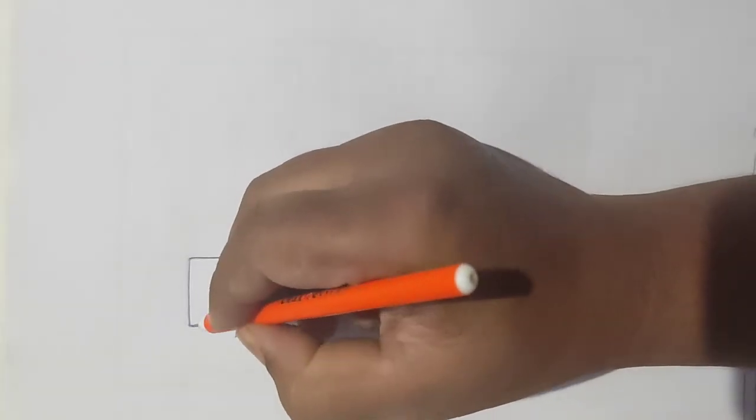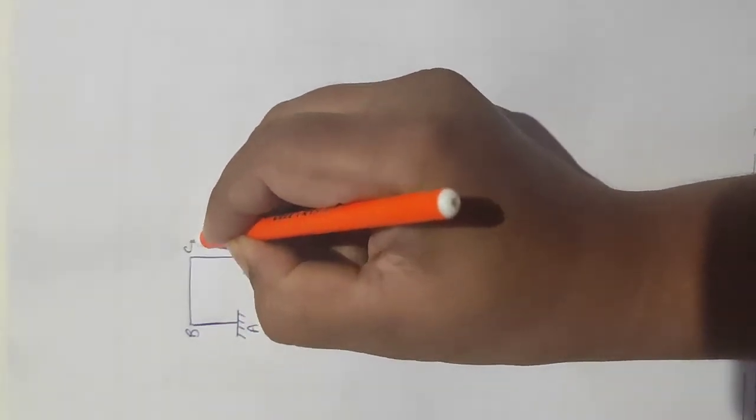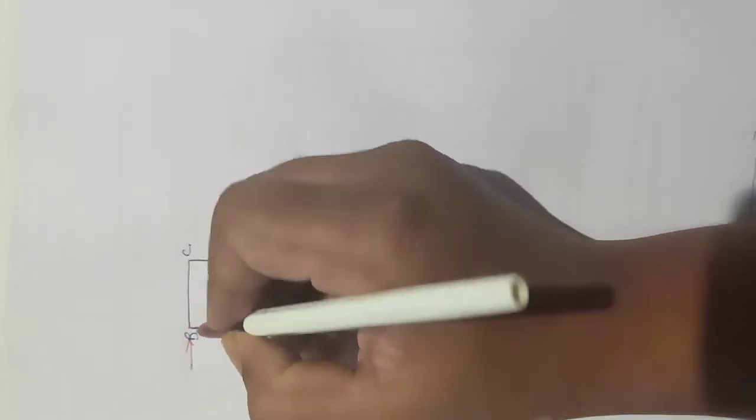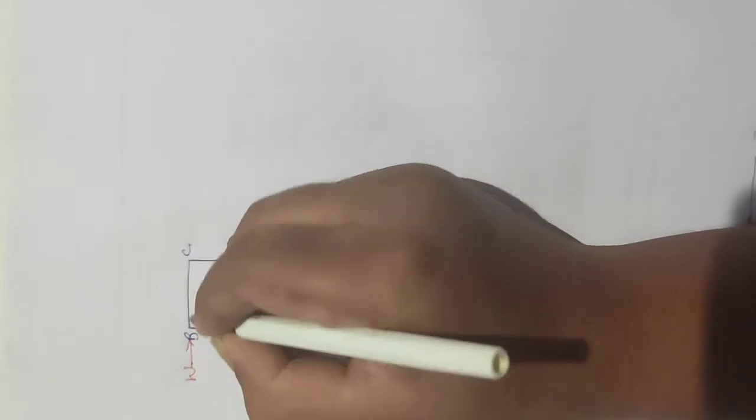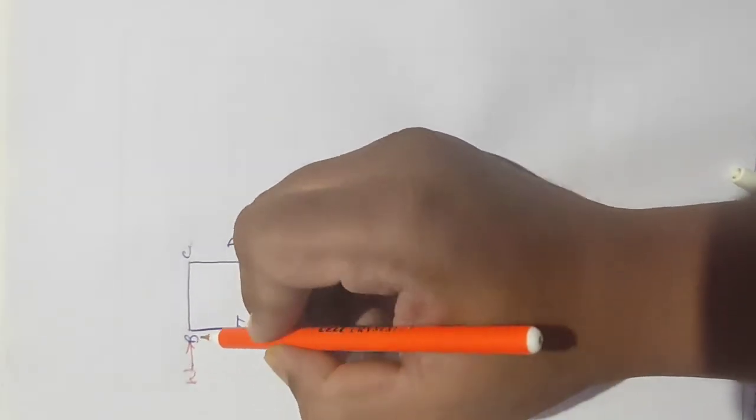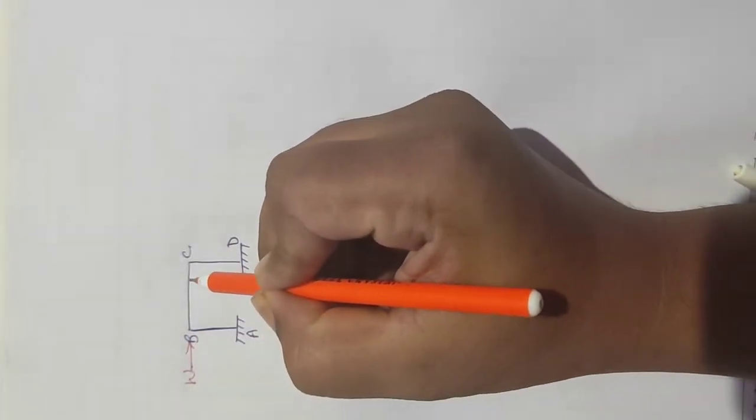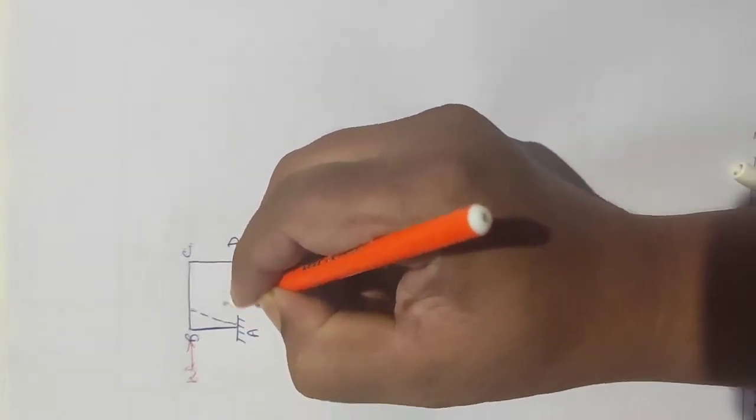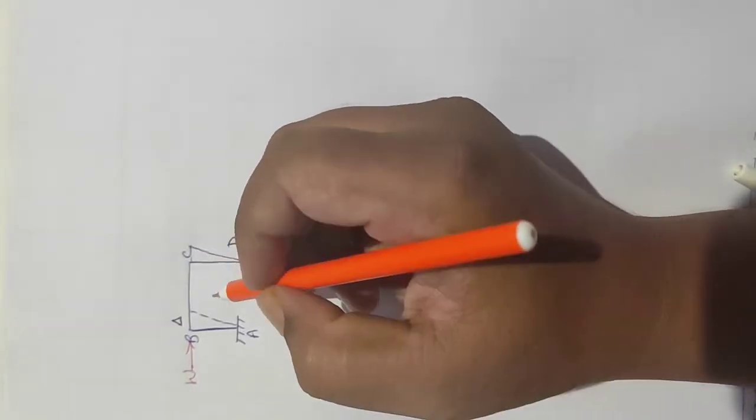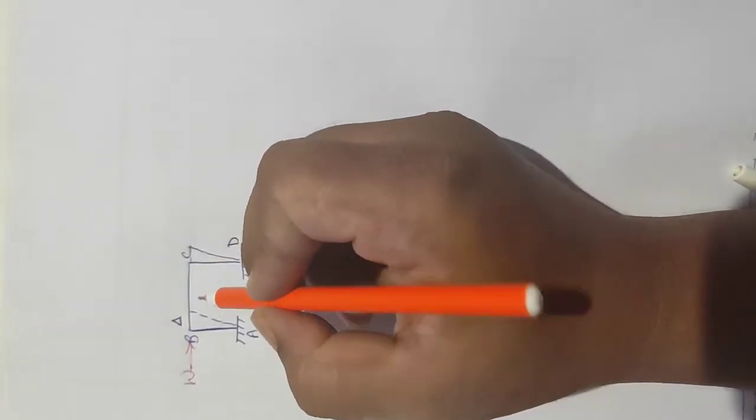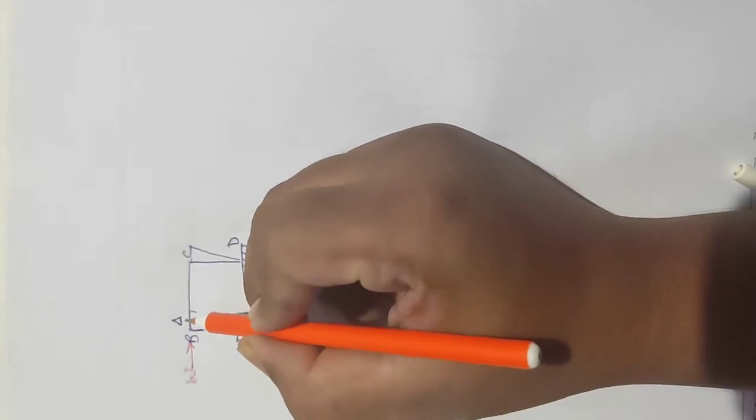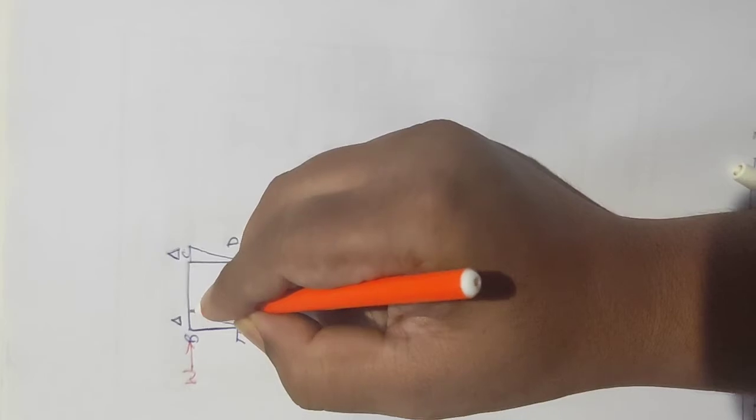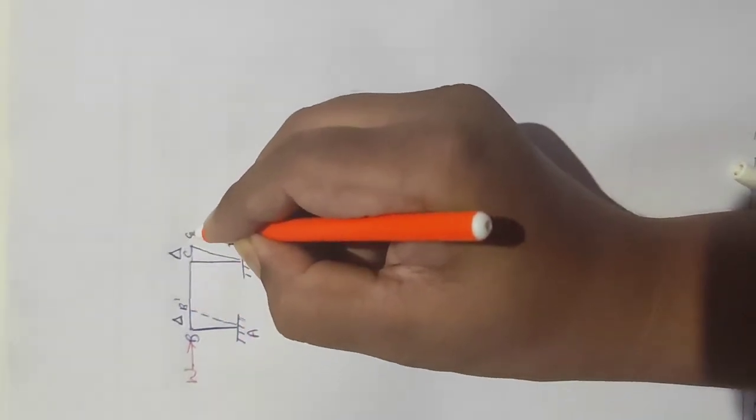having its members A, B, C and D. If a horizontal force is acting in this way and if the horizontal deformation of the beam BC has been neglected, then my beam will give a deflection like this. Let us assume that the member is shifted to B dash and C dash.